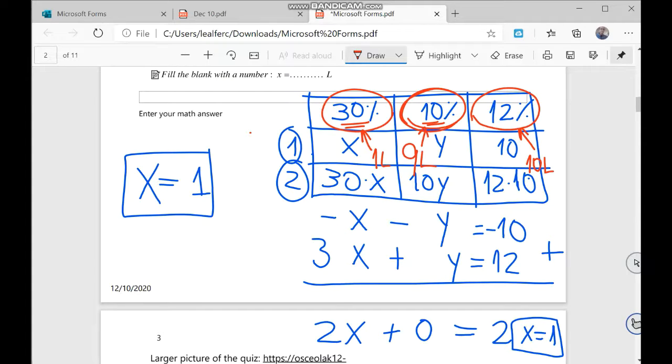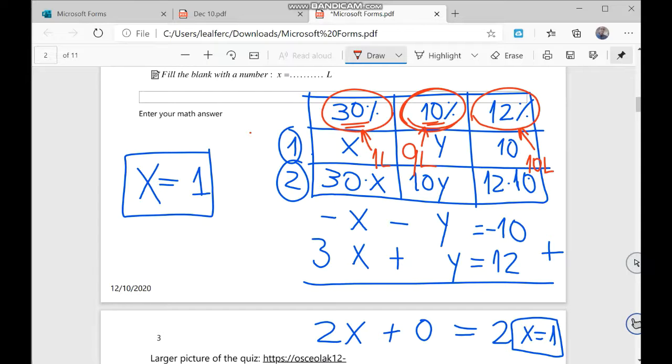I don't know if you're gonna work with chemistry in the future, making this kind of mixtures, but this makes a lot of sense. It has to be less quantity of the 30% and a lot more quantity of the 10% to make up 12%.